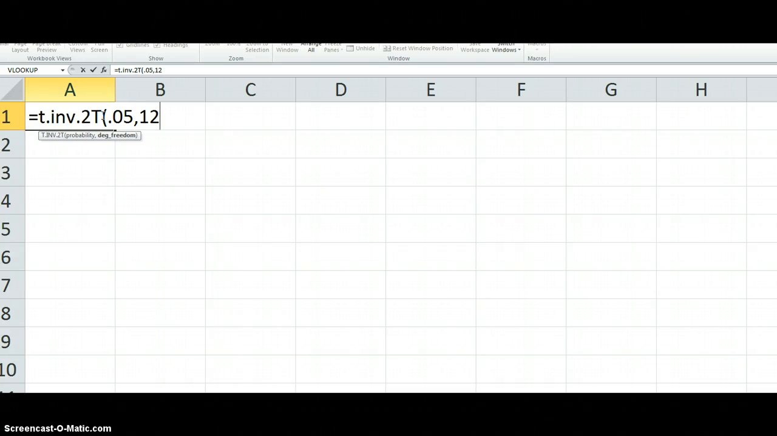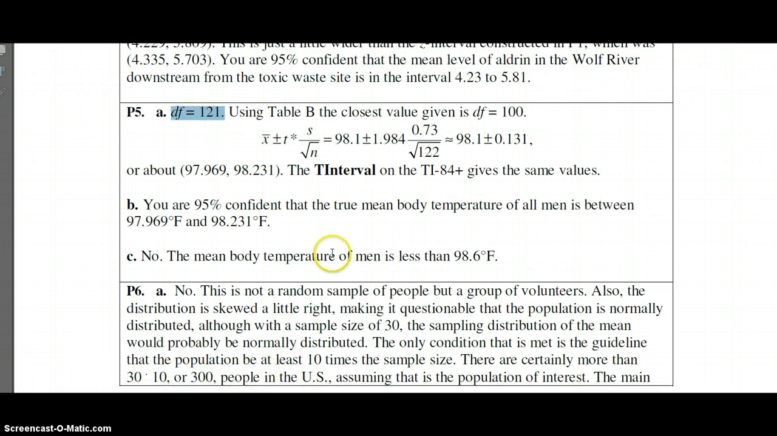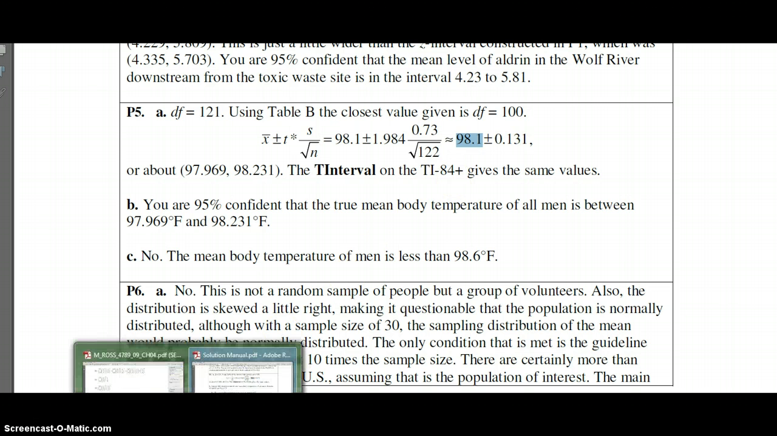And then it asks me for degrees of freedom, so I can have 121 here. And that gives me 1.979. Notice that that's very similar to this 1.98 here, but it is a little bit different. And if I put that in, then I'll get my sample mean, plus or minus that little extra bit, which is my flex to the left and to the right of the mean.